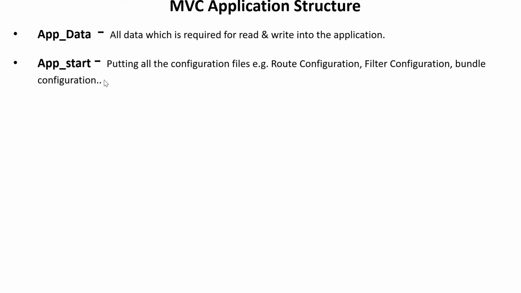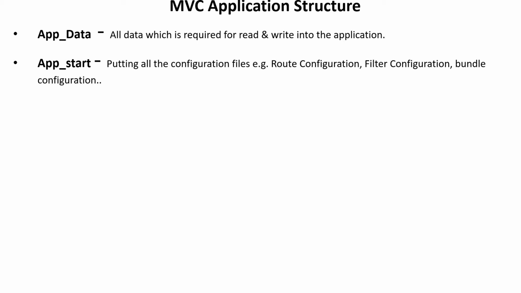Now next is your App_Start folder. That's a very important folder. In this we put all the configuration files. For example, when we want to register our routing in the application, or register filters and bundle configuration, in that case we register all these things in this App_Start folder.